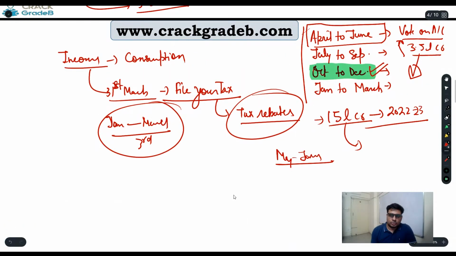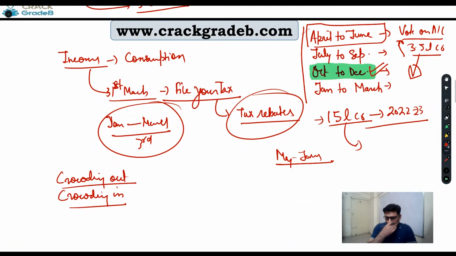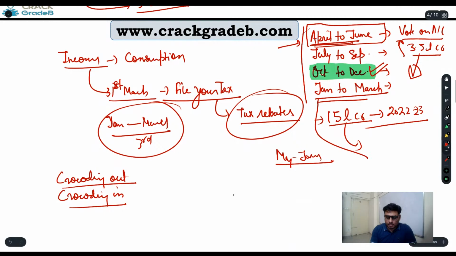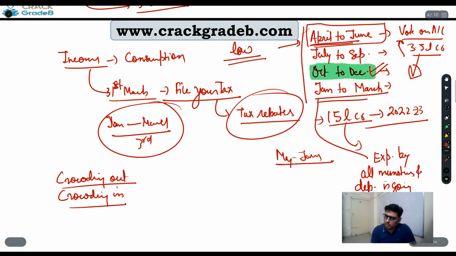Okay, we are discussing this here, so I also want to tell you one more thing. There is a concept of crowding out and crowding in. Generally, from all this discussion, you can understand that in this quarter and in this quarter, expenditure by all ministries and departments is going to be very high. Whereas in this quarter, because the complete budget is not passed, generally expenditure is going to be a little bit low. Okay.